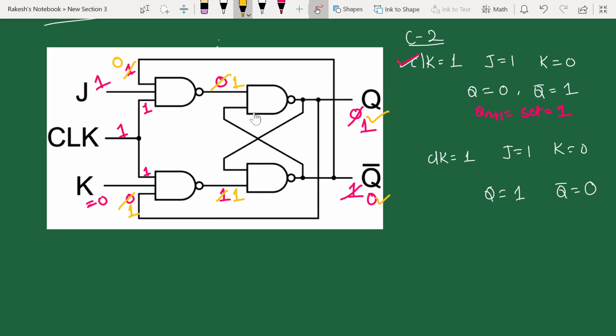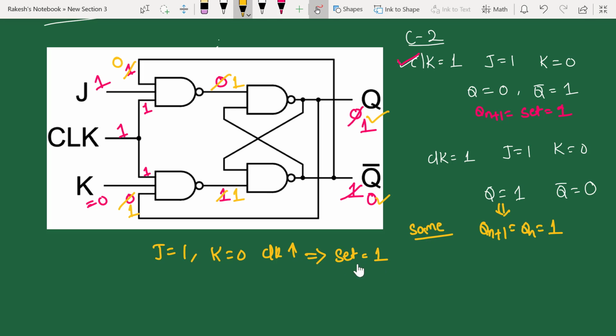When you apply 1 1 to the NAND latch, it is going to be in the same state. That means it is going to be in the same state as your previous state, which is nothing but 1 here. So it means whenever you apply J equals 1 and K equals 0 and clock is enabled, you are going to set your output to 1. So this is nothing but the set condition for the JK flip-flop. Now we are going to see case 3 in a moment.